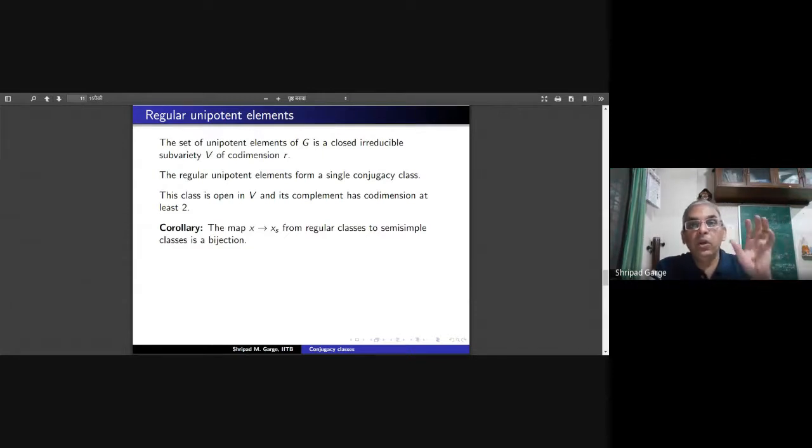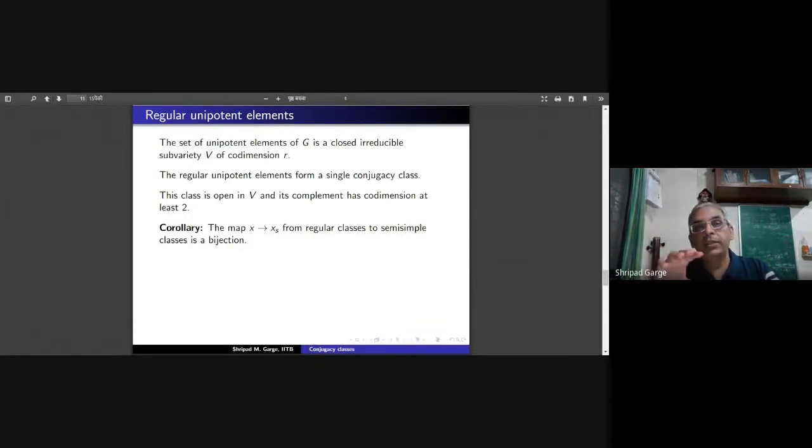Okay, so the complement has codimension at least 2 means this open subset should have dimension 2 or more. And therefore, there are regular unipotent elements in a semisimple algebraic group G. Okay, there exist regular semisimple elements in semisimple algebraic group G. One can modify this and also say that this thing holds for a reductive group.